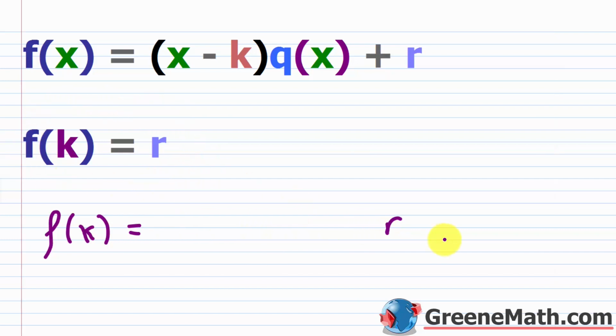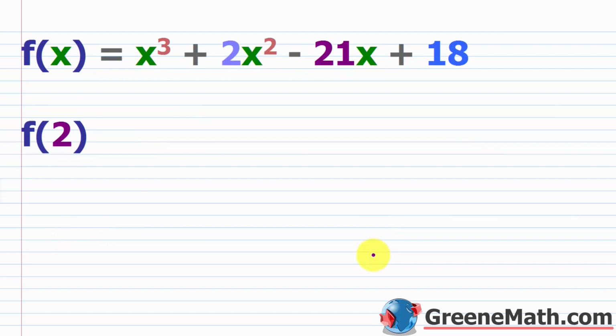Okay. So to see a quick example, let's look at this guy real fast. We have f of x equals x cubed plus 2x squared minus 21x plus 18. If we want to find out what is f of 2, well, of course, you can plug a 2 in everywhere there's an x, evaluate, and you've got your answer. But you could also say, well, what is the remainder from dividing this guy by, let's say, g of x is x minus this number here, whatever it is. So x minus 2 in this particular case. So the remainder from that would be the same as f of 2.